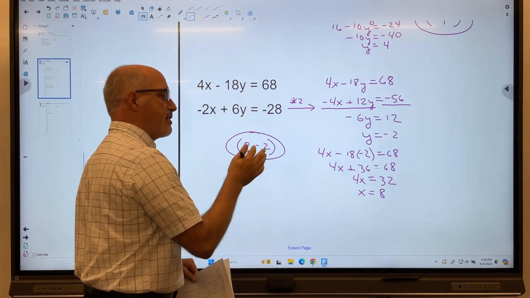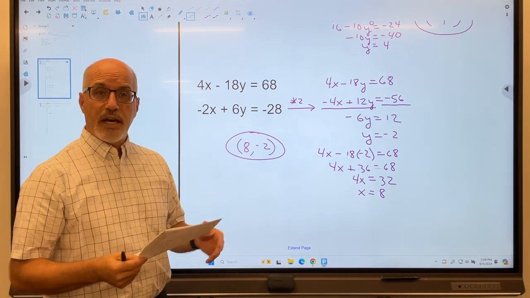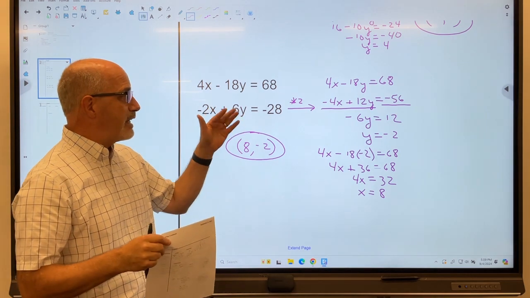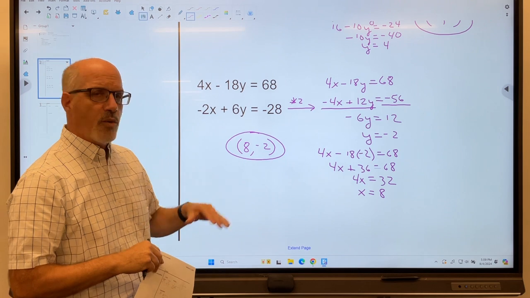So that gives you a summary of how you can use elimination in ones that are already lined up and that you have to multiply to get to be opposites. Elimination to go ahead and solve a system of equations.